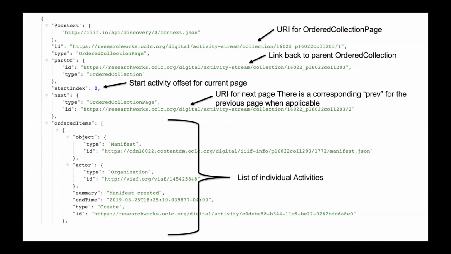And then this is where the important stuff is in terms of a data consumer. There's an ordered items list in the JSON that includes all of the activities for this specific page. So this is a list of all of the activities, and I'm going to go into more detail about these activities on the next slide. But this is where a crawler would actually begin to harvest the items within the stream, the activities within the stream.